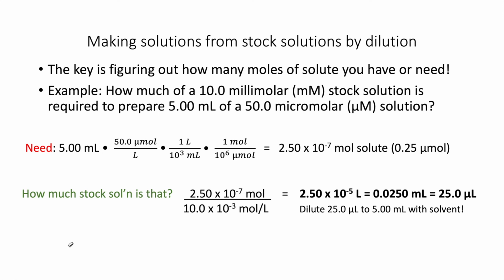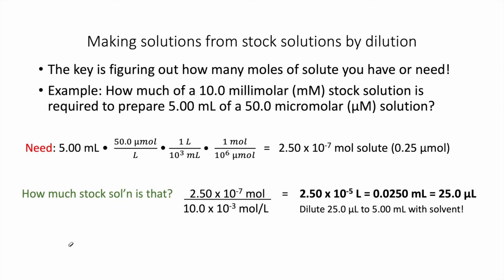So for that, I'm going to divide that solute by the concentration of my stock solution, 10 times 10 to the negative 3, or 1 times 10 to the negative 2, I guess. Either way, the answer is 2.5 times 10 to the negative 5 liters. Seems like a small number. It is a small number. I'll need 25 microliters, which is easy enough to measure with a syringe or with a biochemistry pipette.